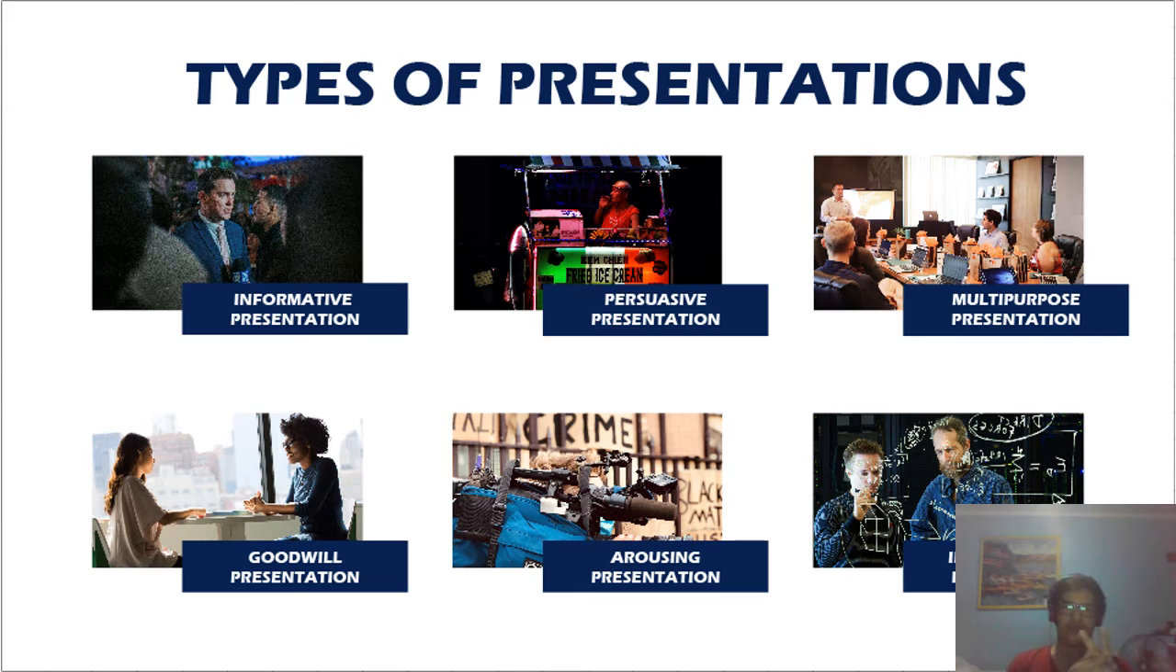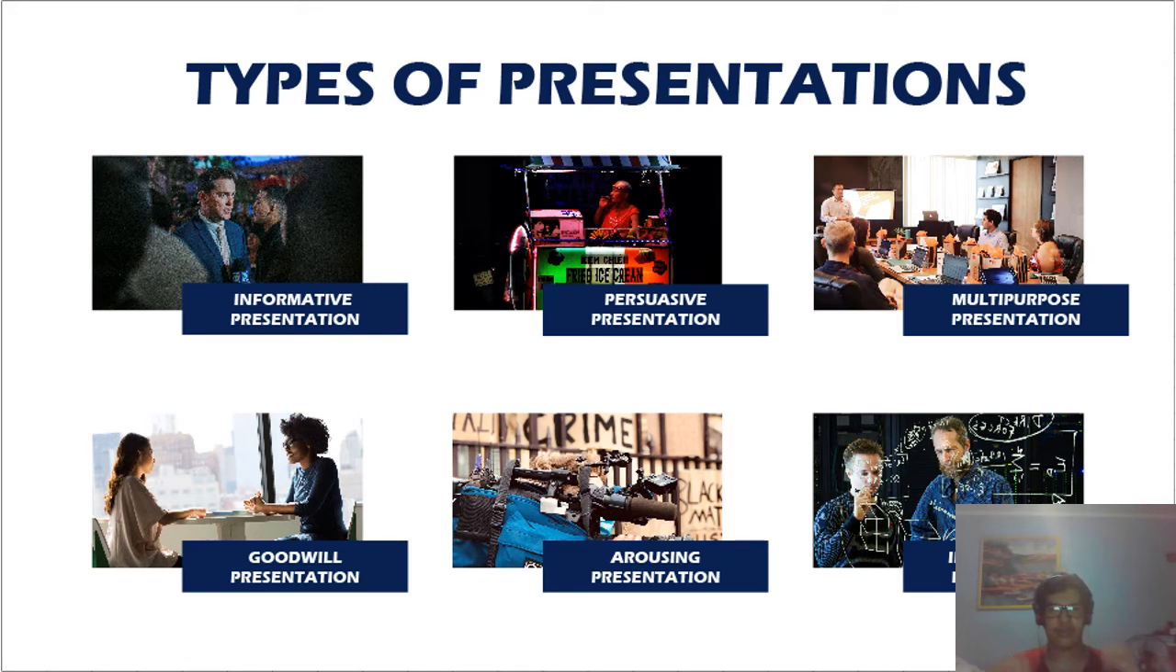The second one is the persuasive. It's when you are trying to convince someone to do something or to buy something or to sell you something, like the commercials or something like that. The third one is the multipurpose presentation. An example is when you are at a job and you have a job meeting and they make many announcements. They don't just talk about one thing, so they touch many topics.